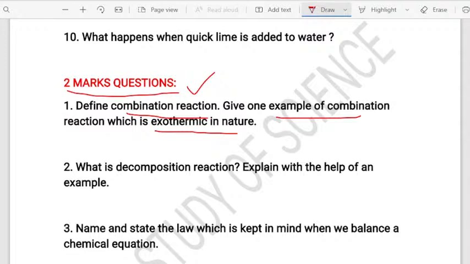You think: combination reaction, wow, very easy question, I can answer. Example, okay, very easy, I can answer. But at this particular point, you miss the word exothermic. They are asking for an exothermic equation. So do remember. Define combination: a single reaction in which two or more reactants combine to form a single product. It is called combination.